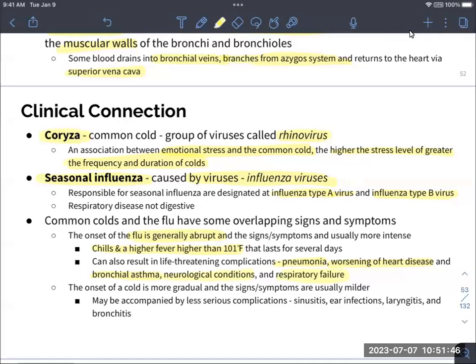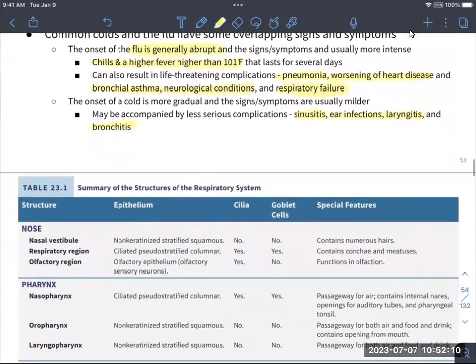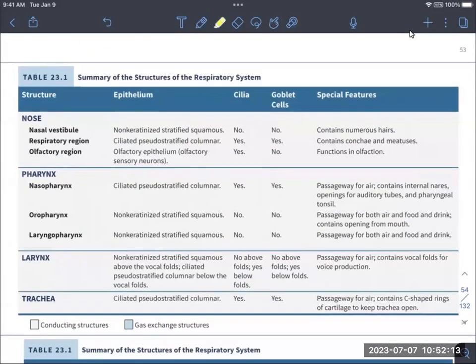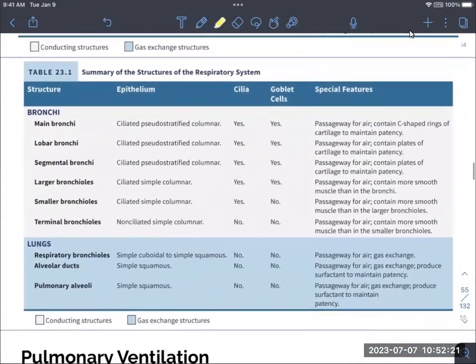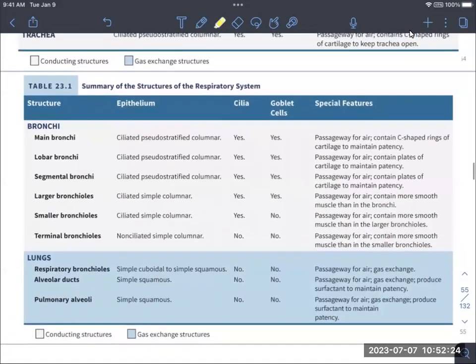The cold is more gradual. You can kind of feel it coming on day by day. You usually can have sinusitis, so inflammation and swelling in the sinuses, ear infections, laryngitis, and bronchitis. These are all more associated with a cold. So these charts go through the different parts of the upper respiratory system into the lower respiratory system.